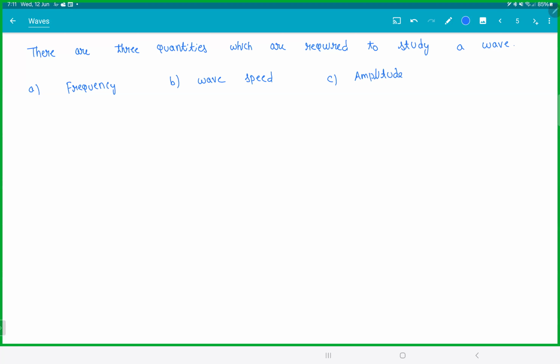So let's see what each one means. The first thing is frequency. We use the symbol f. So frequency is simply the number of oscillations or number of waves per second. Simple definition. Now a frequency will depend on the source and is independent of the medium.